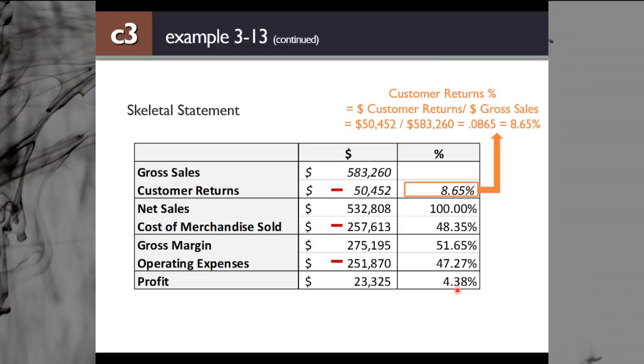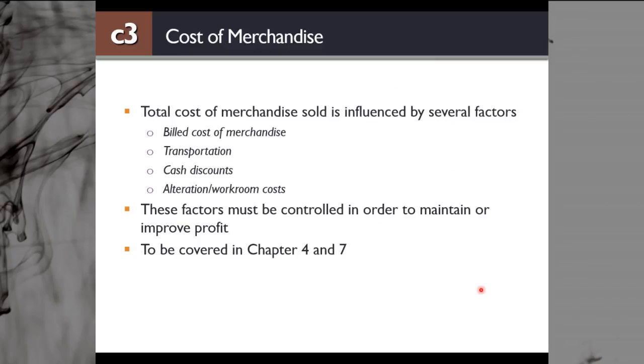So profit is going to be which one divided by which one? You think about it. Look at this number. Yeah, the dollar amount of the profit is 23,325, divided by net sales. So once again, customer returns is the only one where you divide the customer returns dollar amount by gross sales. But for the other ones, you will divide by net sales. Okay, and now let's talk about the cost of merchandise.